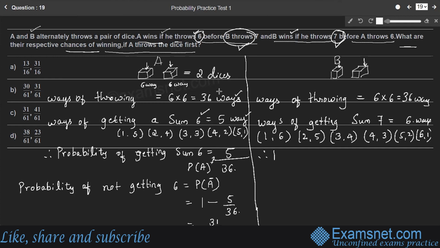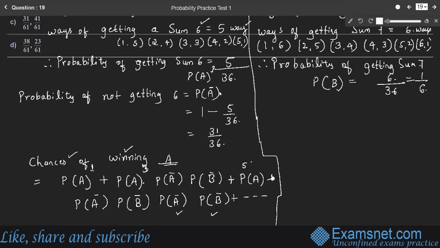Therefore, probability of getting sum 7 is equal to, so out of 36 ways, there are 6 ways of getting 7. Therefore, the probability is 6 by 36, which is nothing but 1 by 6. I'll mention this as probability of B, right? B getting sum 7, right?